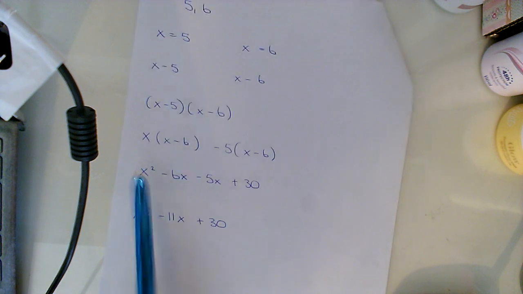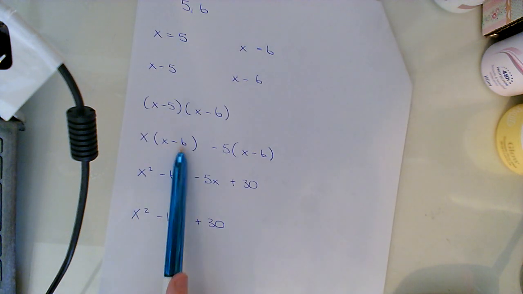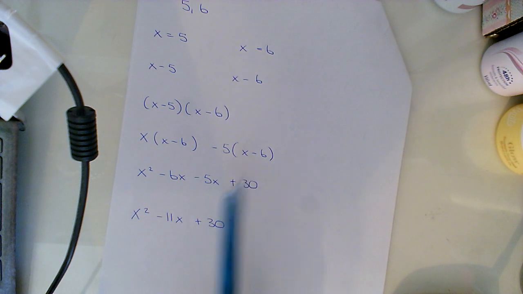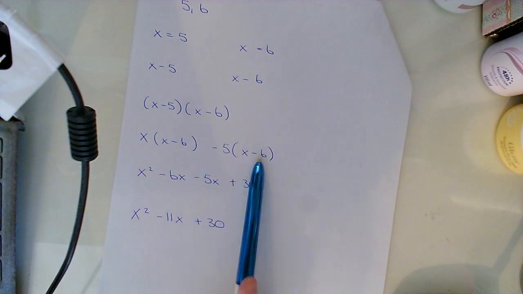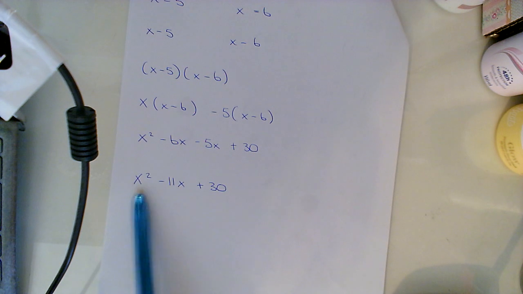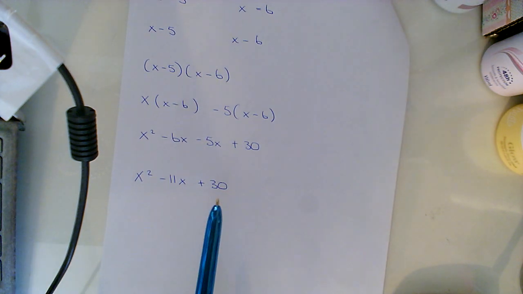X times x, I get x squared. X times minus 6, minus 6x. Minus 5 times x, minus 5x. Minus by minus gives me plus 30. So then I have x squared minus 11x plus 30.